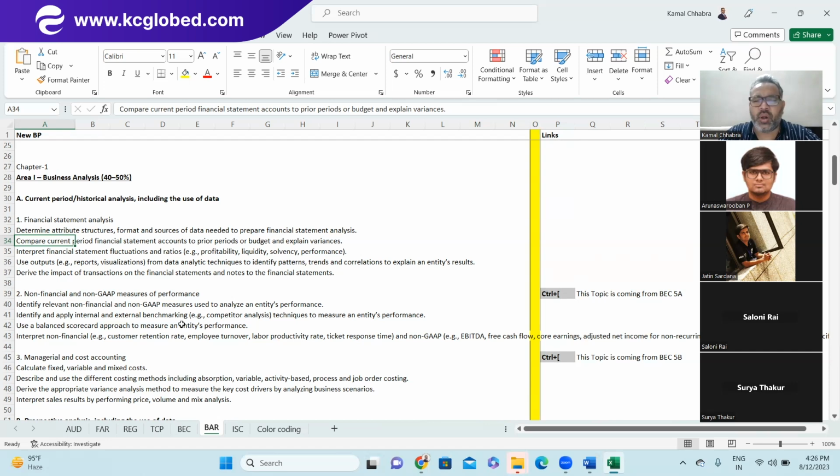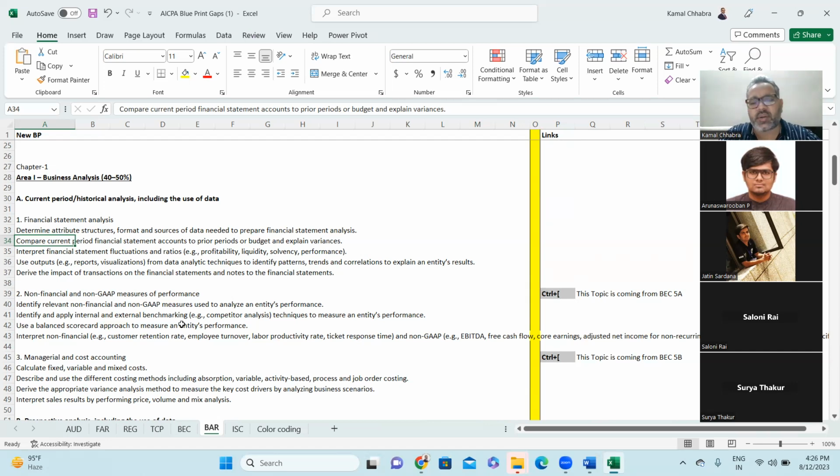What exactly do they do? They analyze the financial statement and compare it within the organization and outside the organization, within the industry, organization to industry, or organization to competitor. So they do all kinds of analysis. That may include data analytics, ratio analysis, budget versus actual, profitability, liquidity, solvency, and different performance parameters of the company. That is called financial statement analysis, which comes directly from the BEC section, earlier in chapter 5.